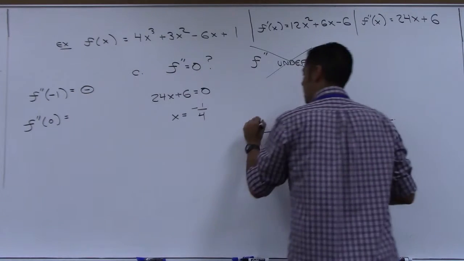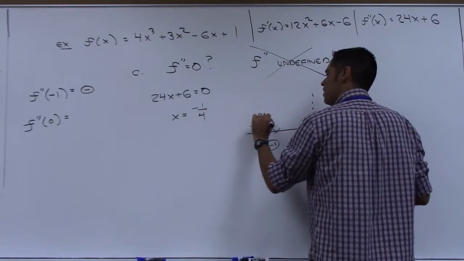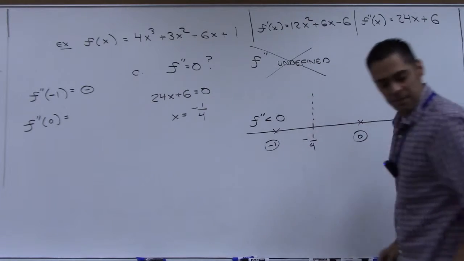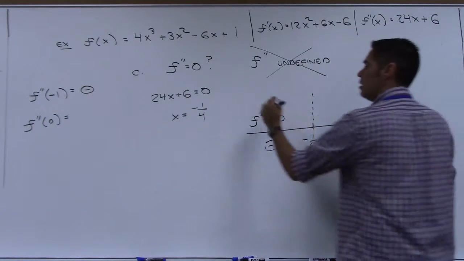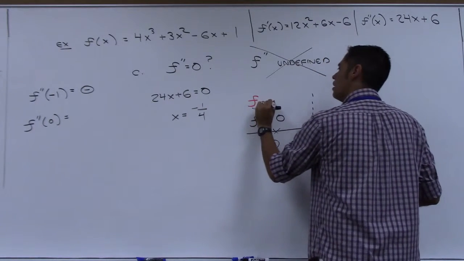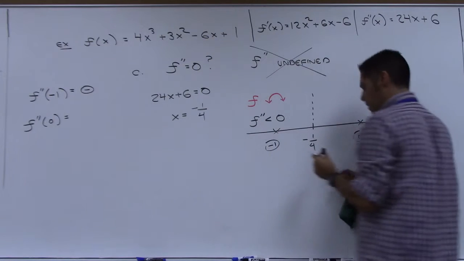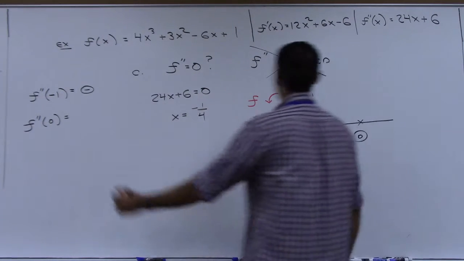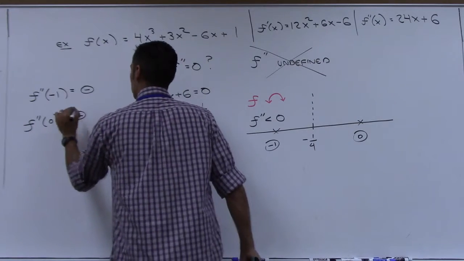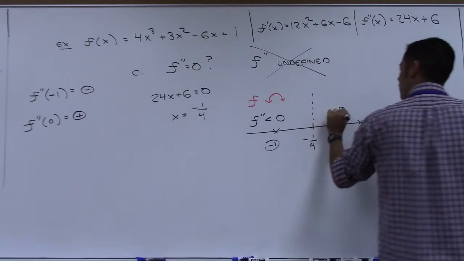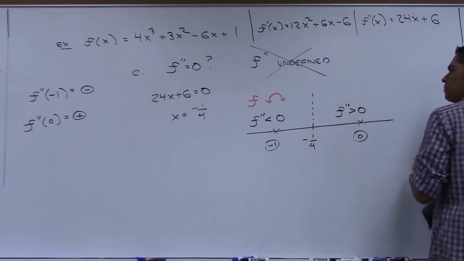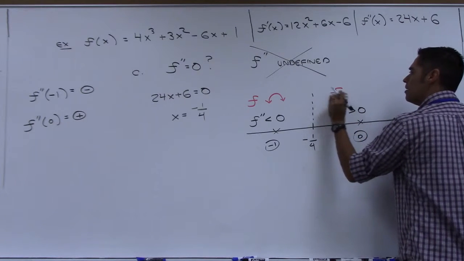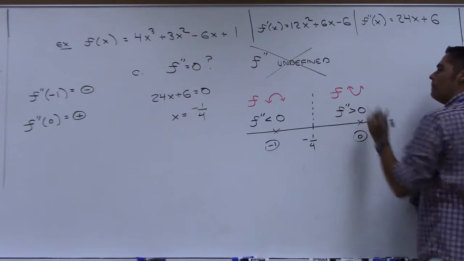Negative 1 into the second derivative, I get a negative. So that means my second derivative is negative, which means my original function is what? Concave down, right? Negative people frown. When I plug in 0, I get 6. That's a positive number. My second derivative over here is positive, which means my original function is concave up there.